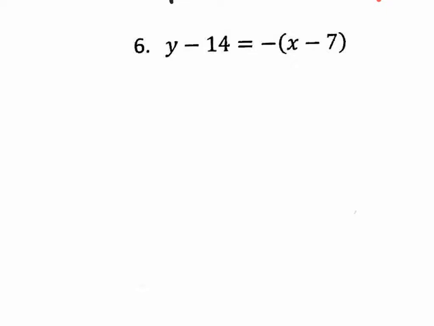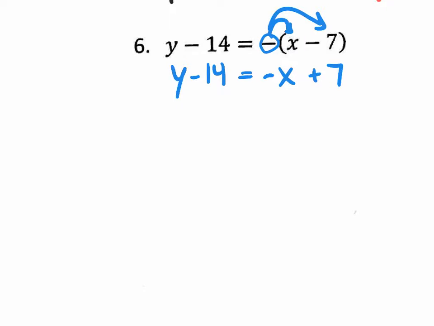And when you have a minus sign in front of the parenthesis, remember, you're going to be distributing that minus sign. So negative, it's like a negative 1. Negative 1 times x, that's negative x. Negative 1 times negative 7, that is positive 7. We have the equal sign. We have y minus 14 on the left side. And now let's get the x to the left side and that minus 14 to the right side.